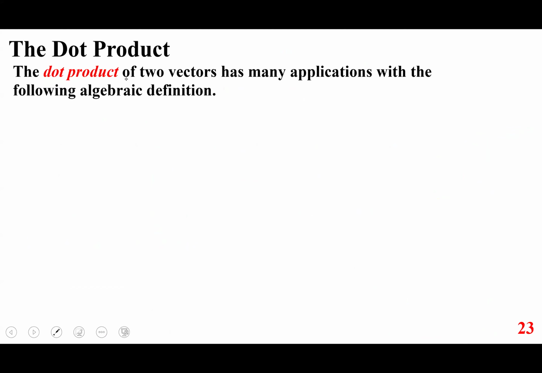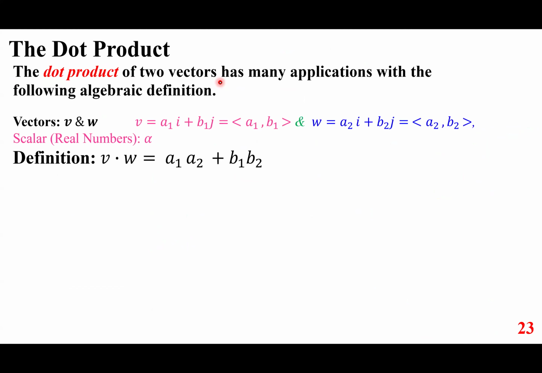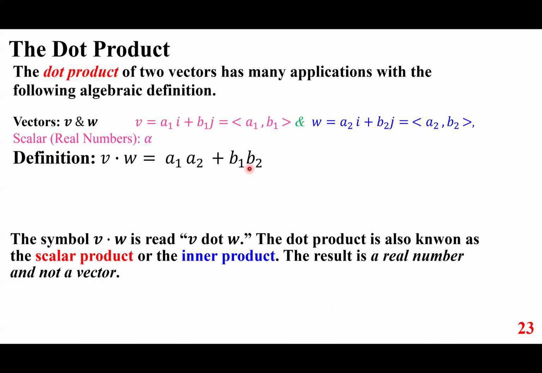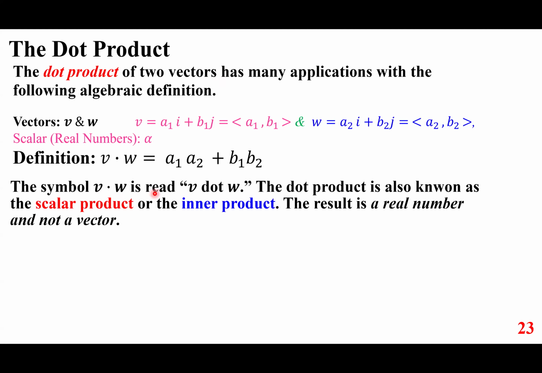The dot product of two vectors has many applications, with the following algebraic definition. We have two vectors. Their dot product is simply A1, A2 plus B1, B2, which is just a number. The symbol V dot W, the dot product, is also known as the scalar product or the inner product. The result is a real number and not a vector.